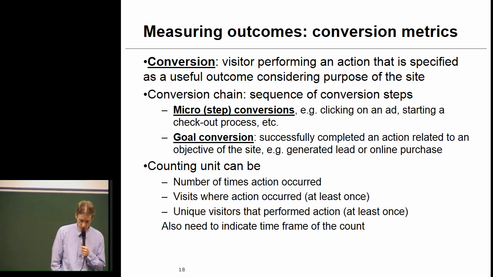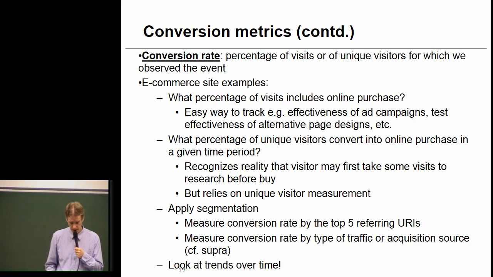So I can look at what percentage of visits includes an online purchase, which is an easy way to track the effectiveness of ad campaigns or test the effectiveness of alternative web page designs, right? I can look at my ad campaigns. Once I launched an ad campaign, I can see whether I have higher conversion rates, for example. I can also look at what percentage of unique visitors convert into online purchase in a given time period, which relies on, of course, unique visitor measurement.